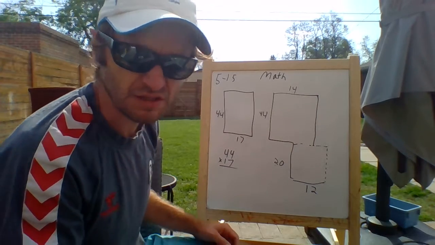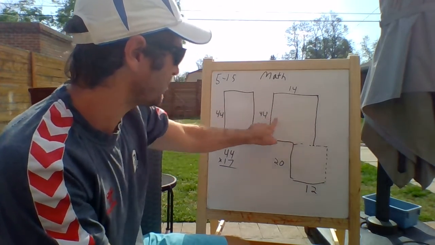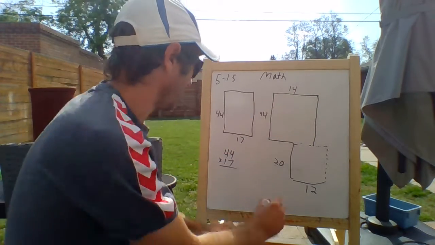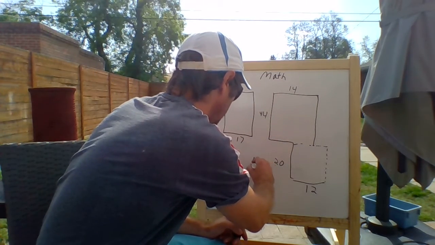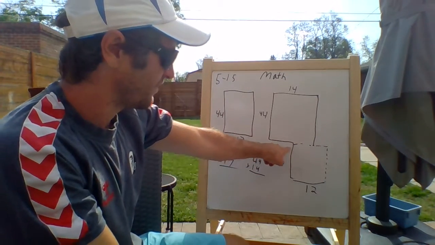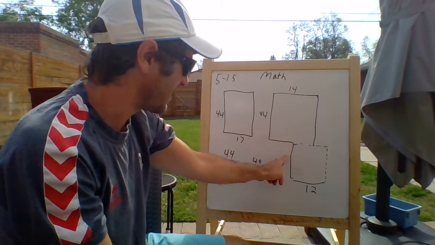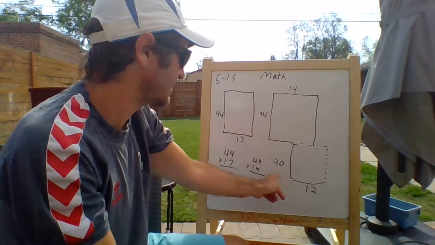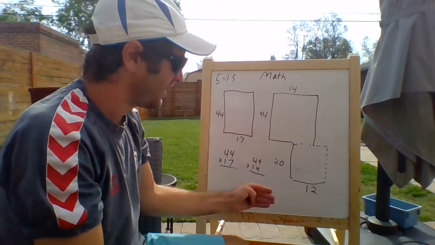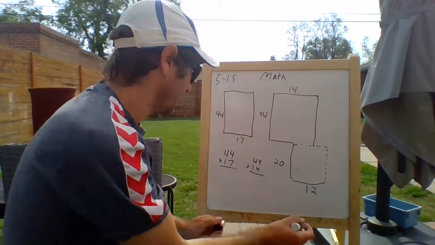Sorry, dogs. And then I can figure out this problem here. 44 times 14. And then down here, you can see the yard, the rectangle shifts a little bit. I measured that little section out as 20 feet up and 12 feet across.